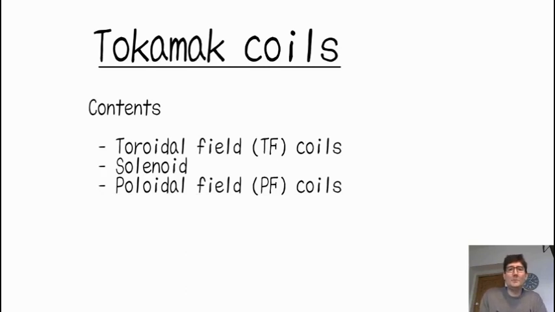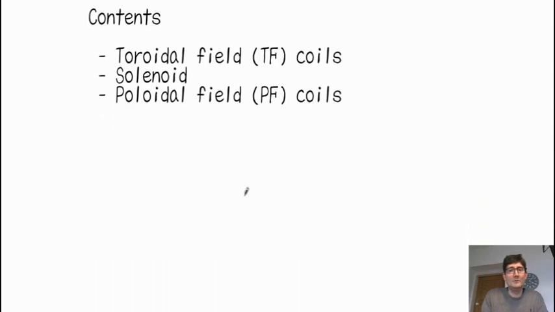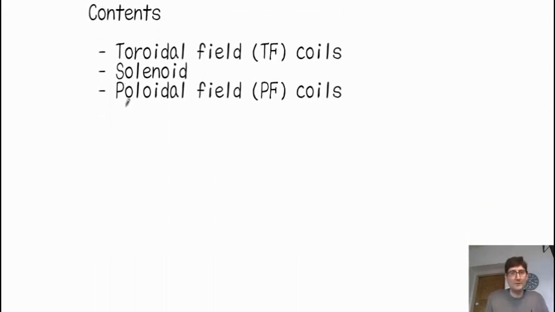Welcome. In this video I'd like to go through the various coils that are used in tokamaks and discuss what they're used for and how they fit together, and hopefully try and make sense of the whole machine so you can see how all the pieces fit together. So we're going to go through the main components, which are the toroidal field coils, which make the toroidal field, the solenoid which drives the current, and then poloidal field coils which are used for the radial force balance and for positioning the plasma.